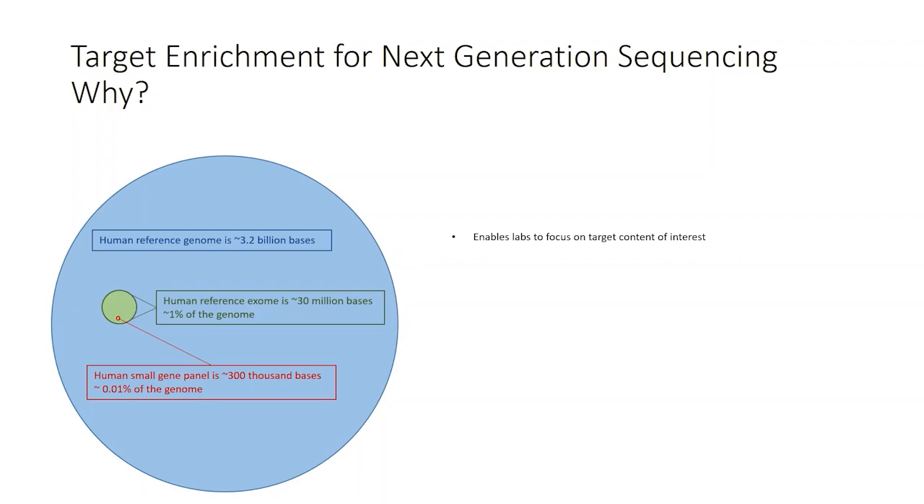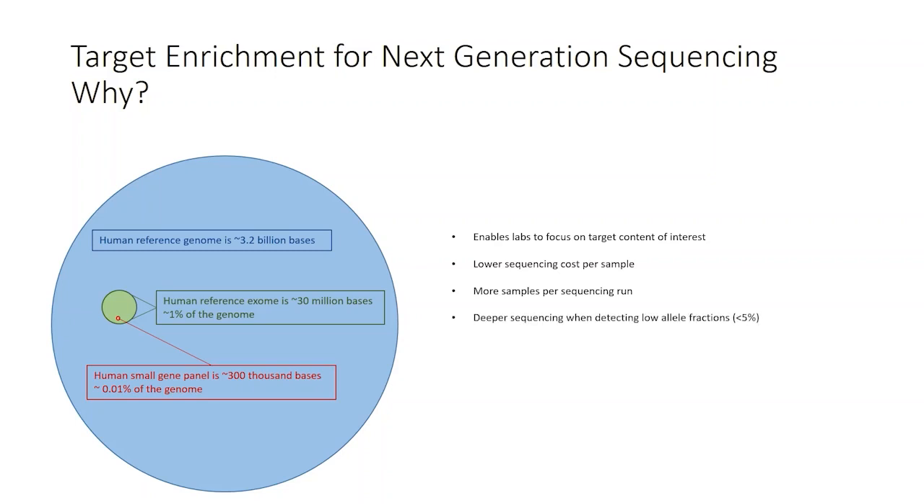So if researchers are only interested in, let's say, this 300,000 bases, why would they sequence the entire human genome? So ultimately, it's to enable labs to focus on the target content of interest. It also lowers overall sequencing cost per sample. So, if you're going to sequence the entire human genome, it's going to cost a lot more in sequencing than if you're going to sequence, say, the exome instead. Similarly, it enables labs to run more samples per individual sequencing run, which means you can get more done with a single sequencing instrument.